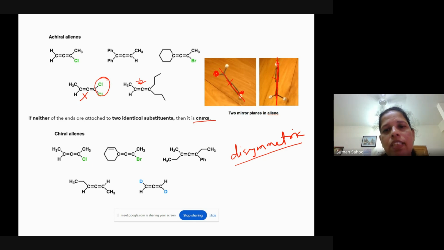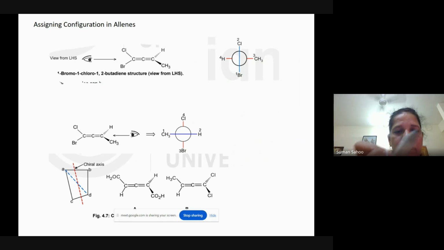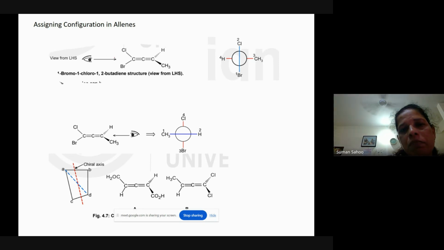This is chiral because you do not have a plane of symmetry here. So this is a disymmetric molecule. Here you have a chiral axis. This axis is your chiral axis. So when assigning configuration in case of alkenes or spiro compounds or biphenyls, you have to check from which side you are viewing. If you are viewing from this side, your chlorine is on top and bromine is down.